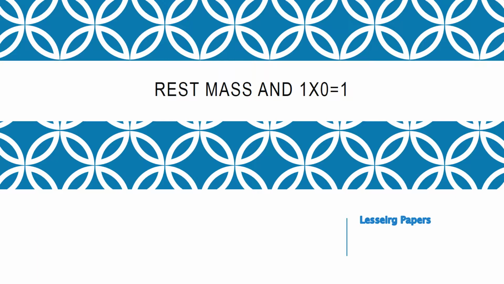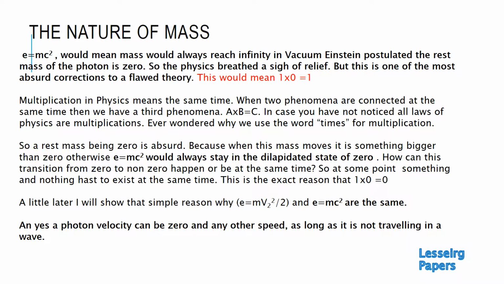Today I'd like to discuss the issue of rest mass in the general relativity theory and why, if rest mass would exist, 1 times 0 would also equal 1. So let's go to the nature of mass. E=mc² would mean mass would always reach infinity in vacuum.